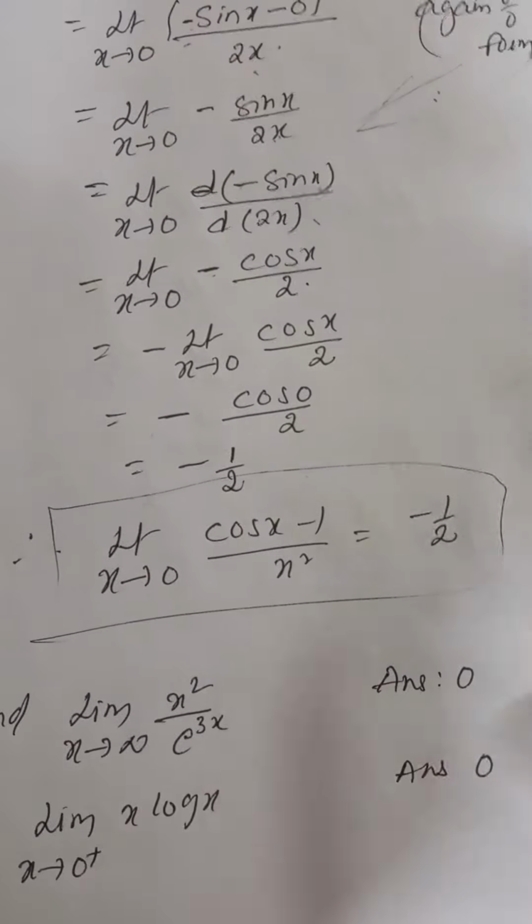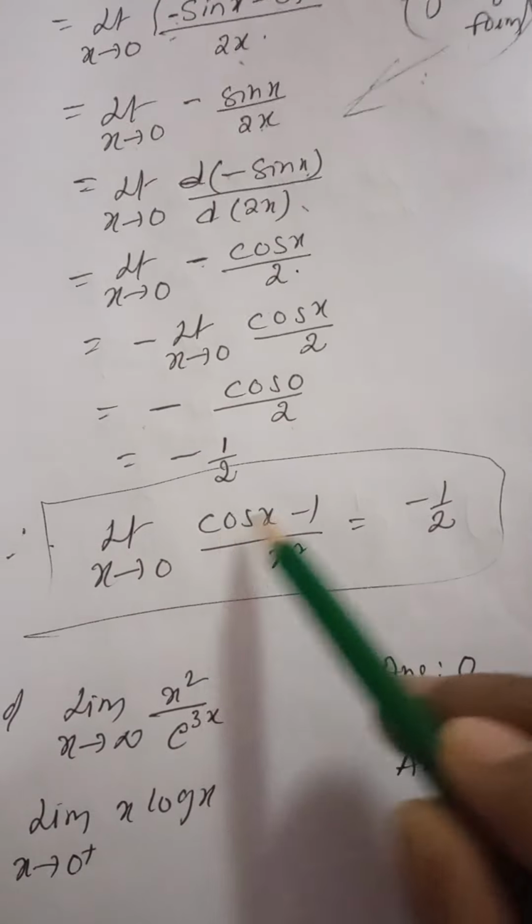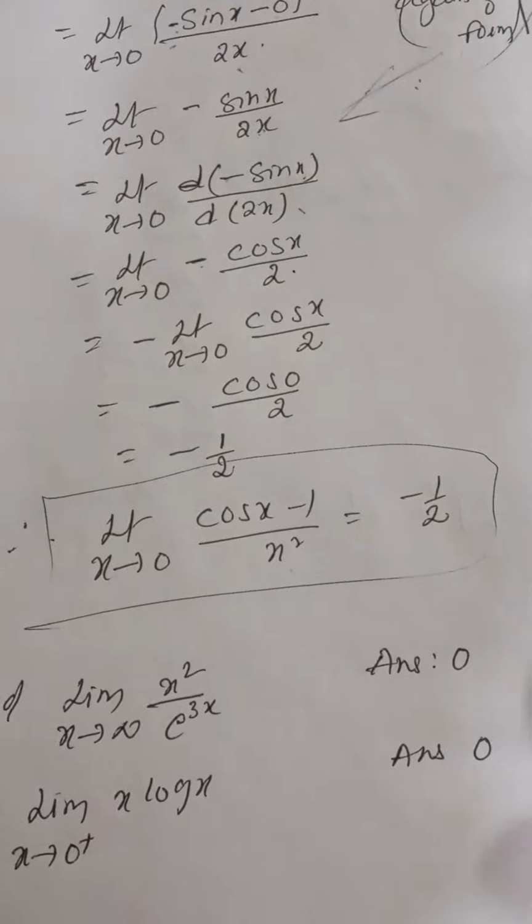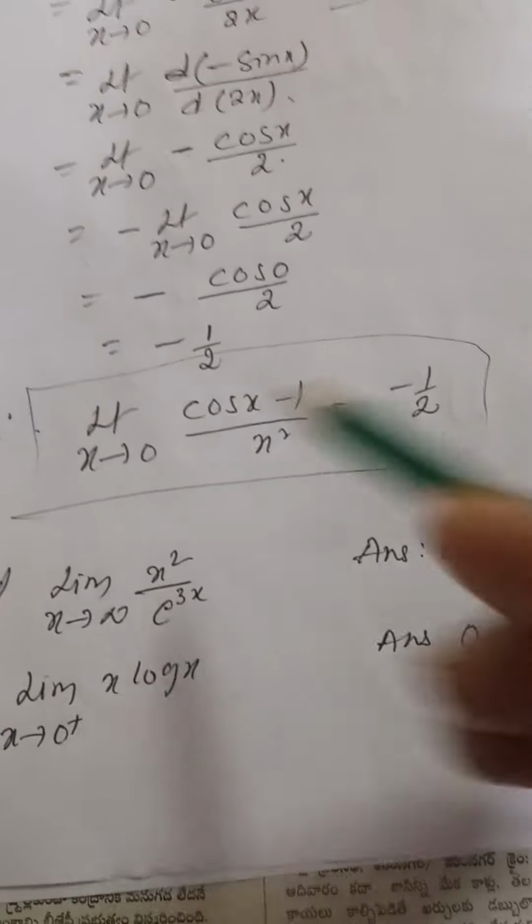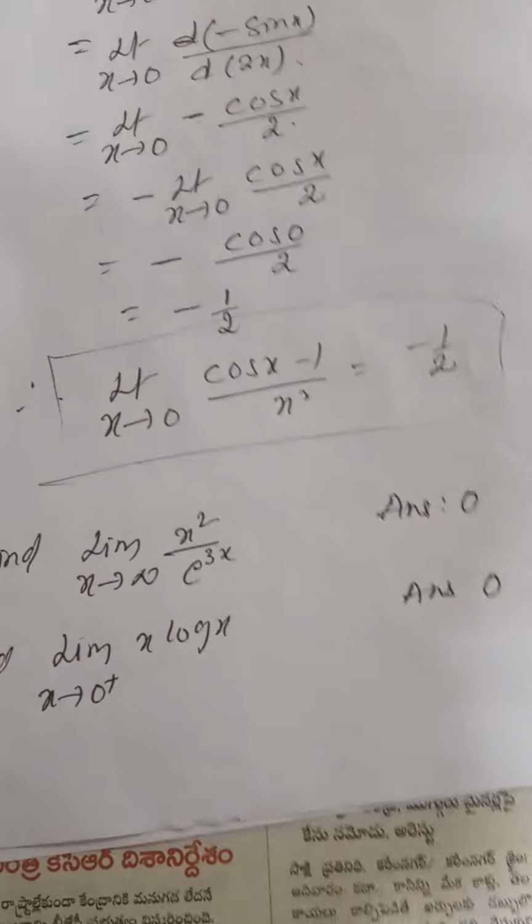Therefore the limit value of limit x extends to 0, cos x minus 1 by x square is equal to 1 by 2. Right? Now these are the homework problems.